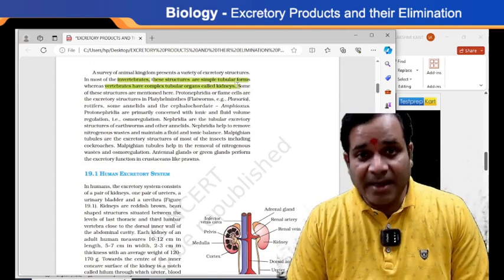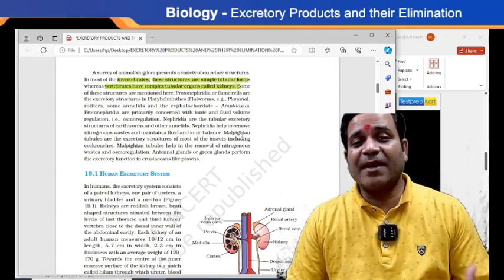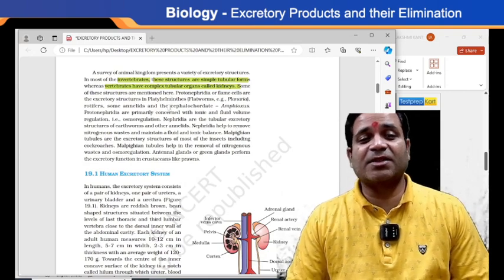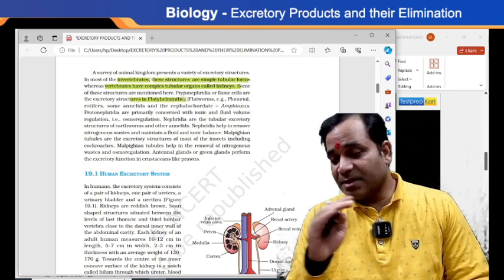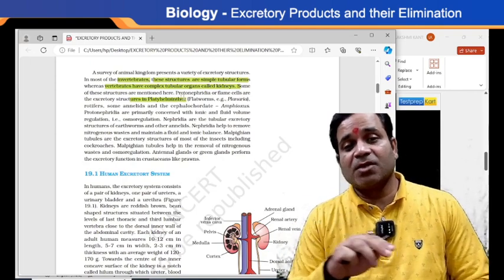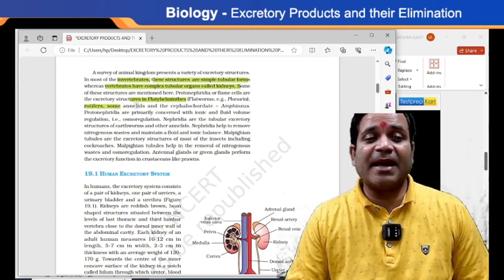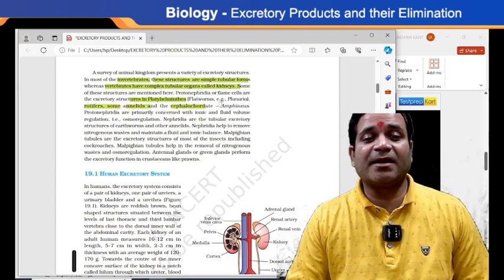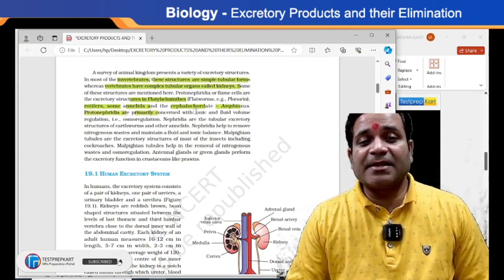Correct? Kidney. So the structures mentioned here are the protonephridia or the flame cells, also the excretory structure in platyhelminthes. In platyhelminthes, the flat worms, platy means flat, helminthes means what? Worm. So the flat worms, just like planaria, rotifers, some annelids and cephalochordata, have a pair of protonephridia. These are all primarily concerned with ionic and fluid volume regulation, my dear.